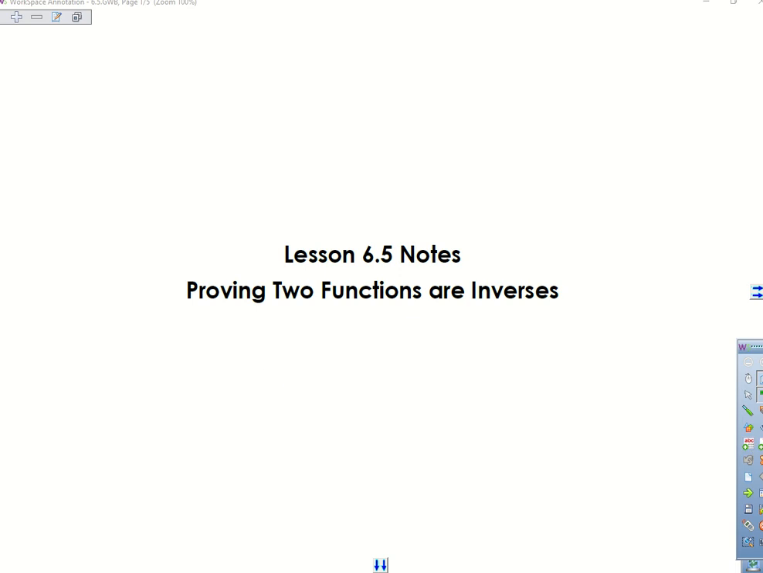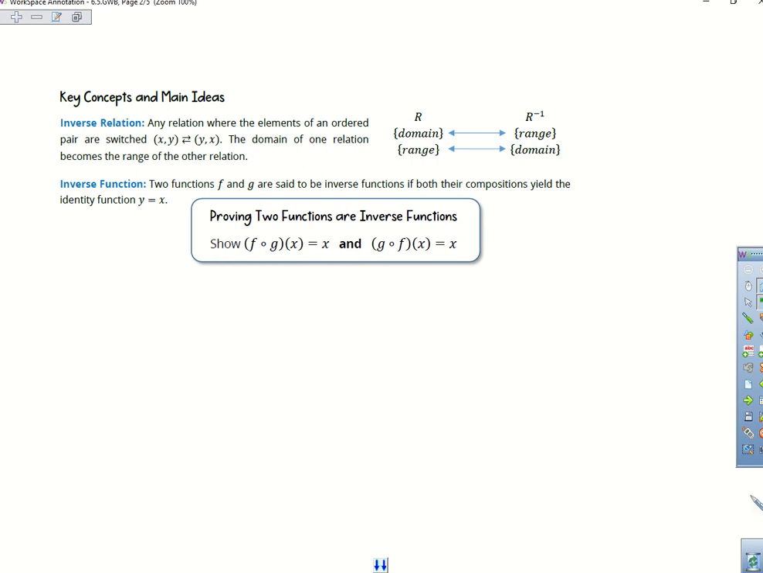Alright, so today we're going to be doing 6.5, which is going to be proving two functions are inverses. So we learned about what an inverse is yesterday in 6.4. We learned that an inverse relation is any time that you switch the elements of x and y, whether it be in the form of an equation or if it's an ordered pair, you're switching x and y. And of course, if you switch x and y around, you're changing your domain and range as well, because domain is directly tied to your x and range are directly tied to your y values.